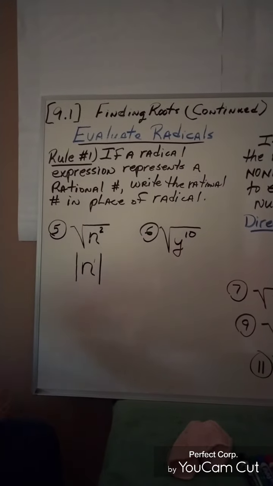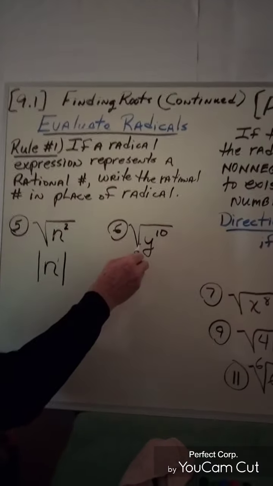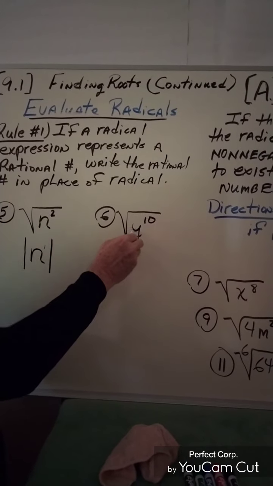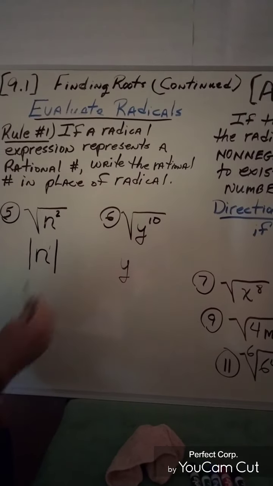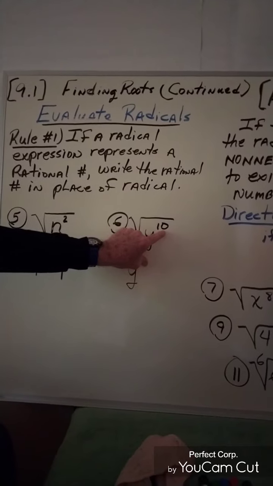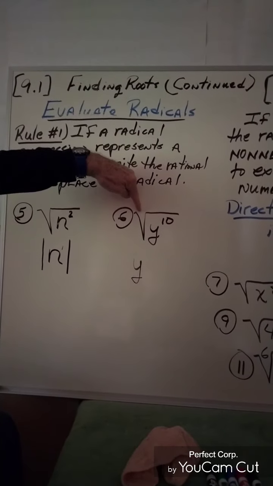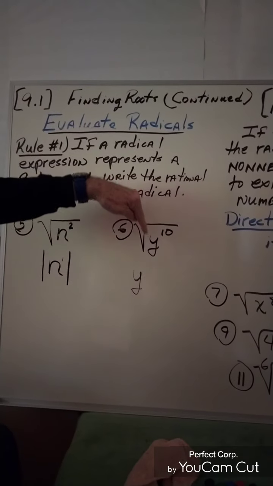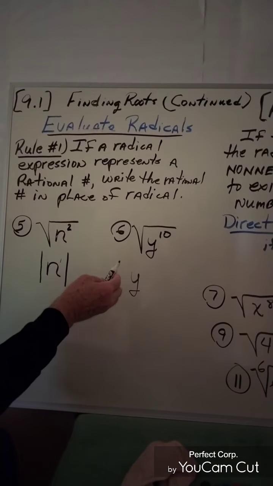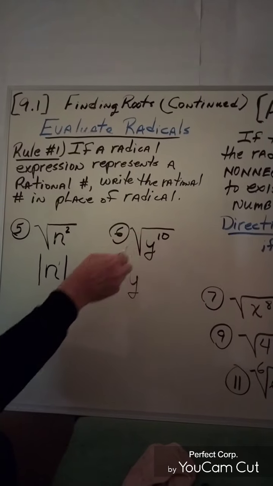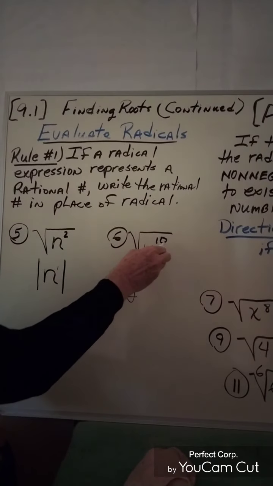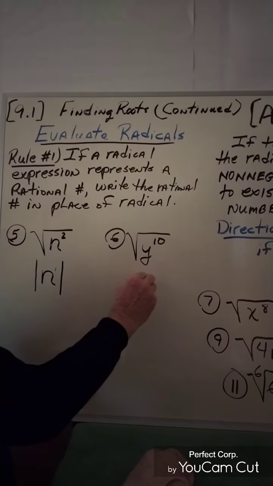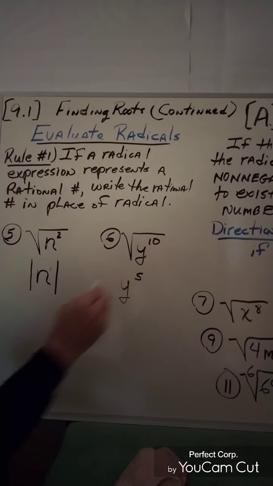Let's go to number 6. If I bring down the y and take the exponent of 10 and divide it by the index of 2, 10 divided by 2 is 5. Therefore, this represents a rational number. The root of y to the 10th would be y to the 5th.